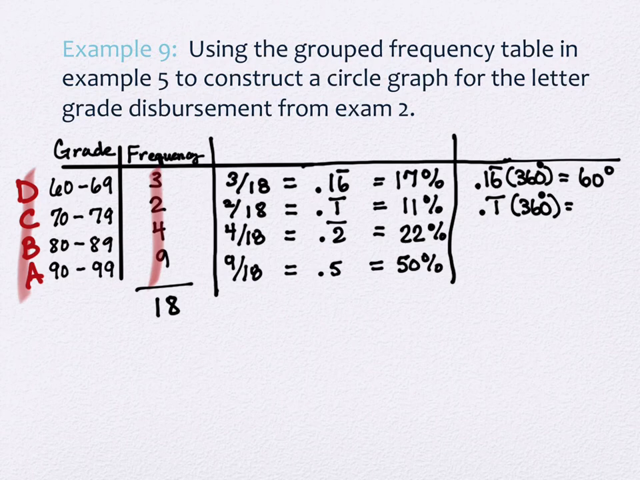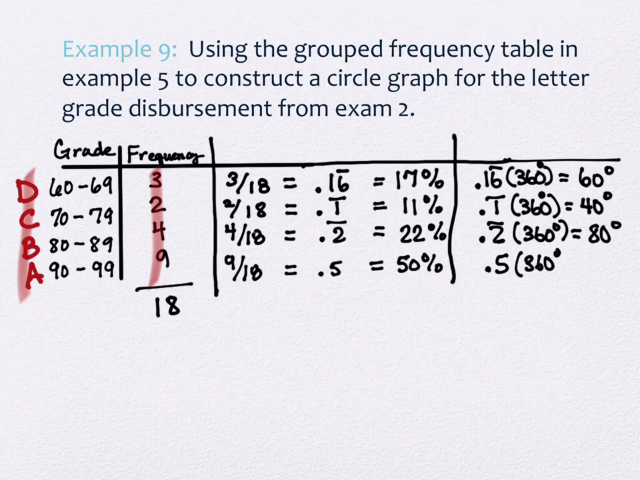What's this one? 0.11111. What is it? 40. Yeah, it is 40. What happens if we do the 0.2 repeating for my 360? It's 80. Good. And then the last one is the 0.5. What's half of 360? I hope you know that one. Yeah, it's 180. Okay, good.